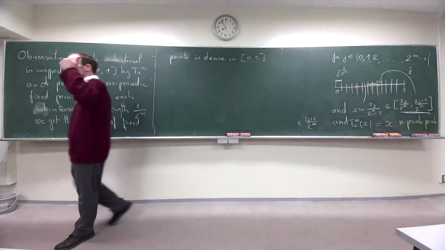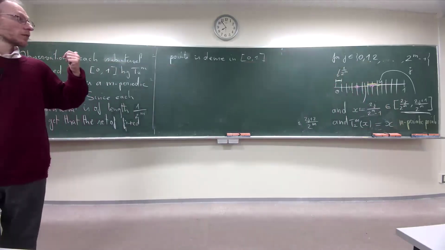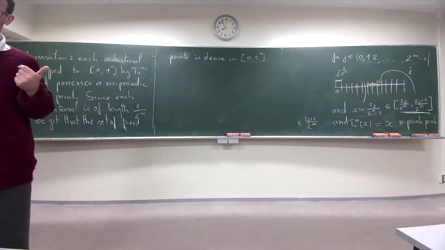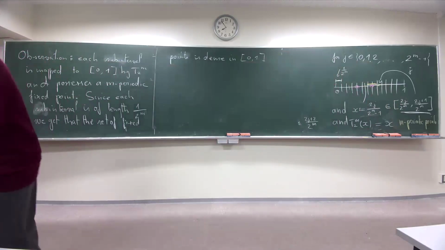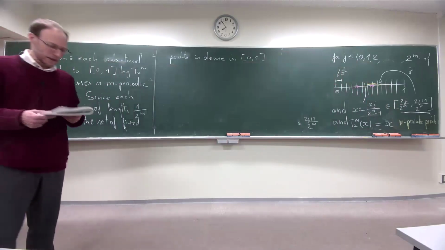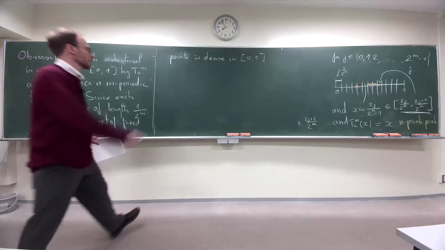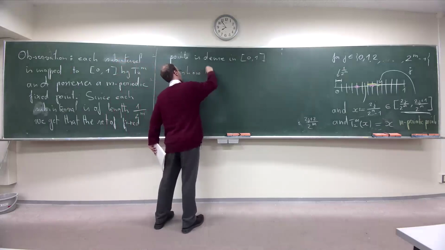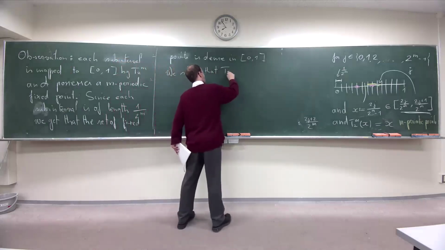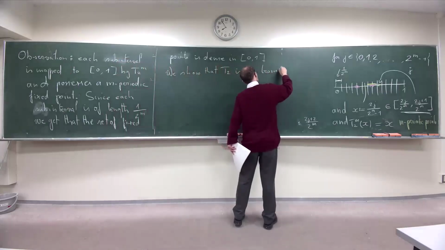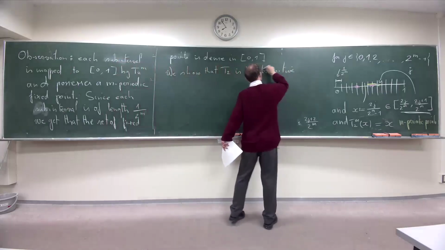So one condition is checked. T2 has this property, a set of dense fixed points. The second property we need to check is that it is topologically transitive. So I will just quickly show that. We'll show that T2 is topologically transitive, but you can just guess it from what I have written.